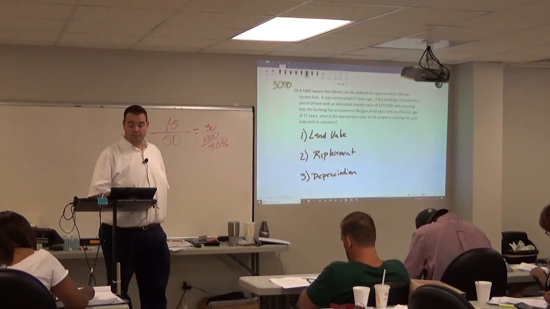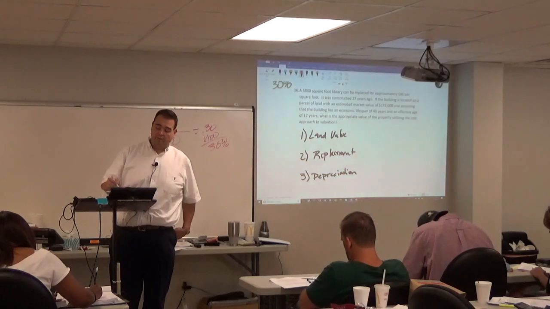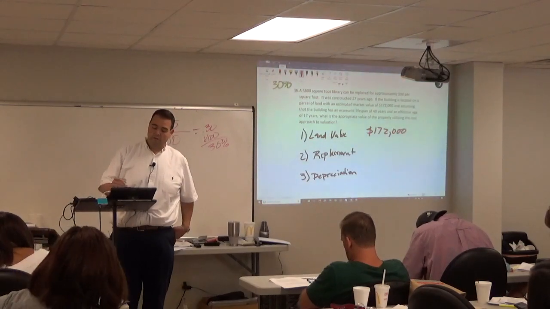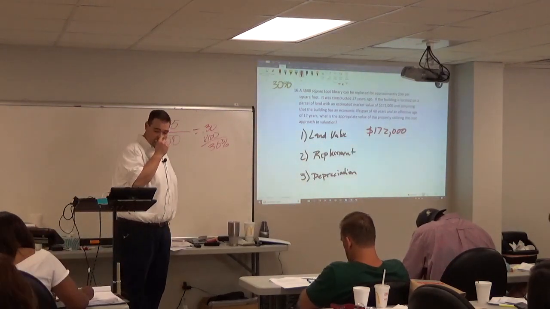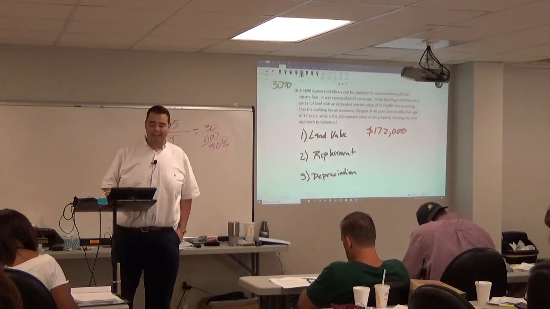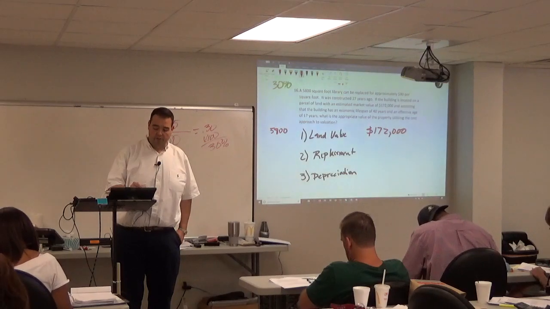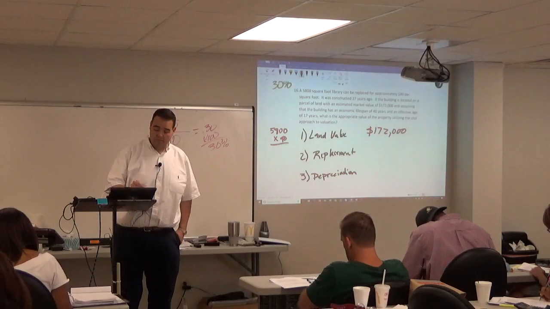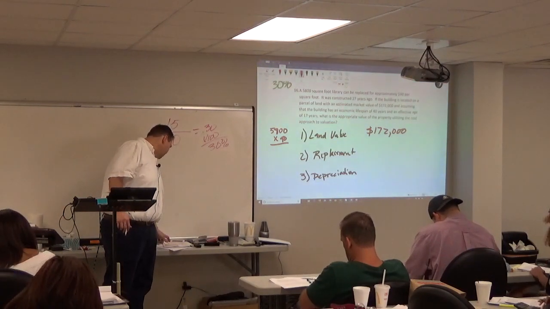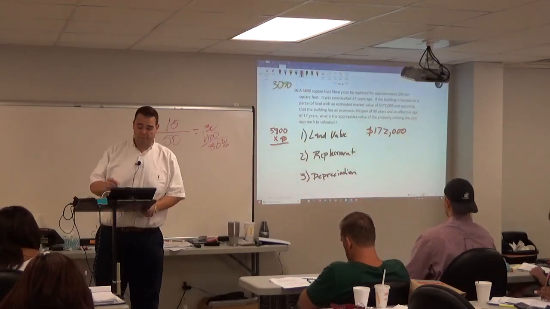Okay, so what do they tell us about the land? The land has an estimated market value of $172,000. So we don't need to do anything else with that. They tell us that the building is 5,800 square feet at $90 a square foot. So can we calculate a replacement cost from there? 5,800 times 90. $522,000.